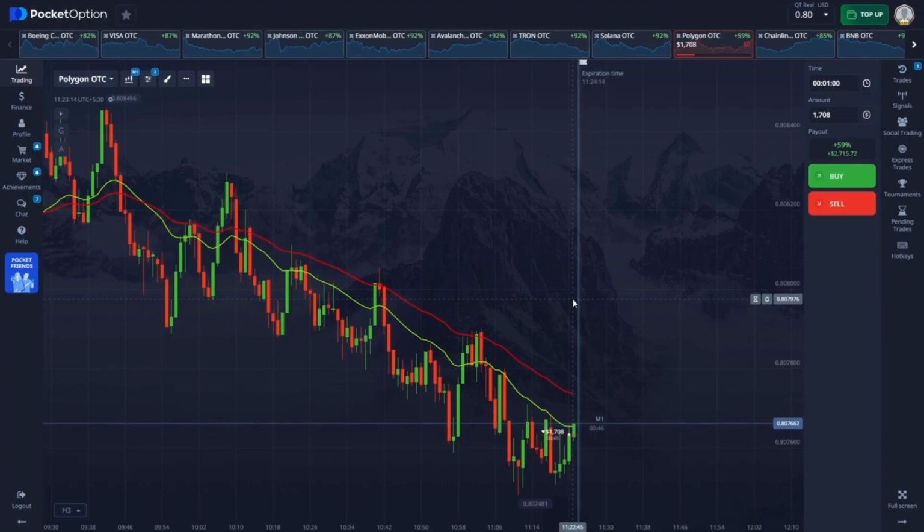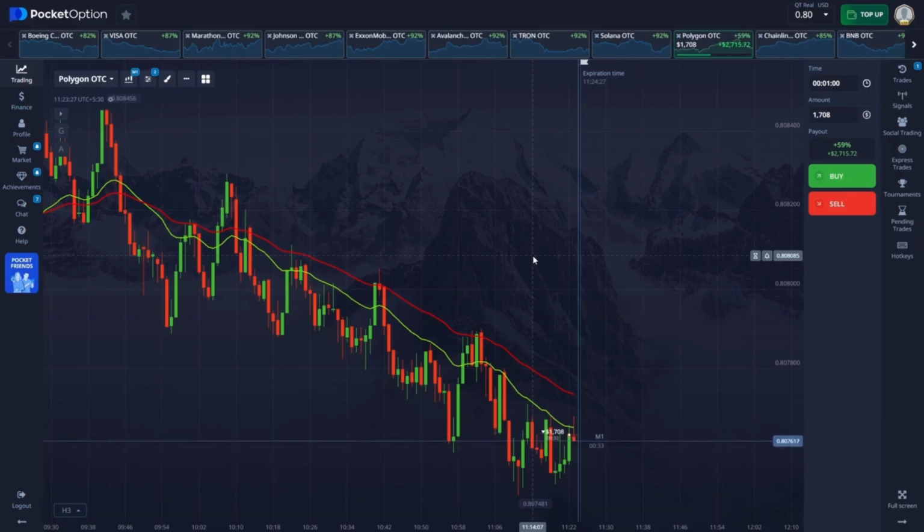Make sure that if you are trading with the help of EMA, you should take trades in the direction of the trend. The trade is also going in our favor right now, but we still have 25 seconds left.